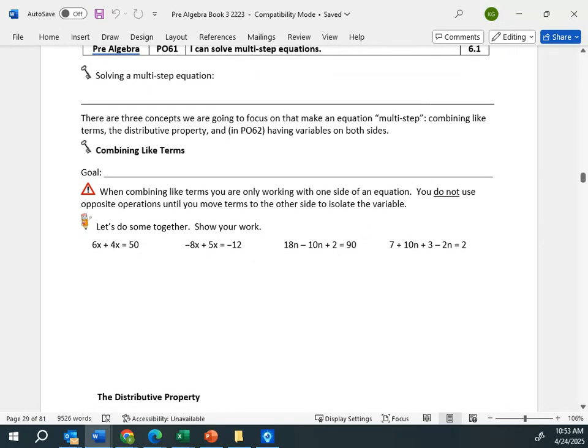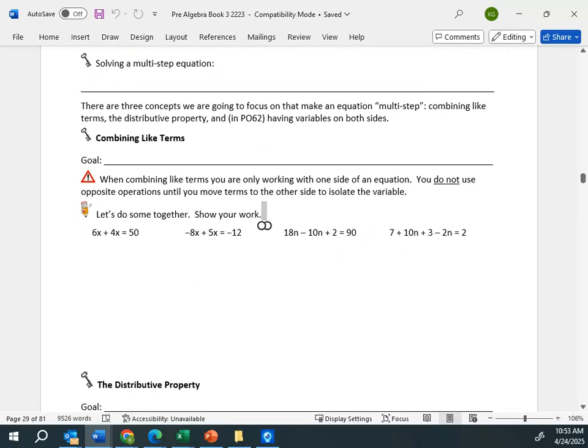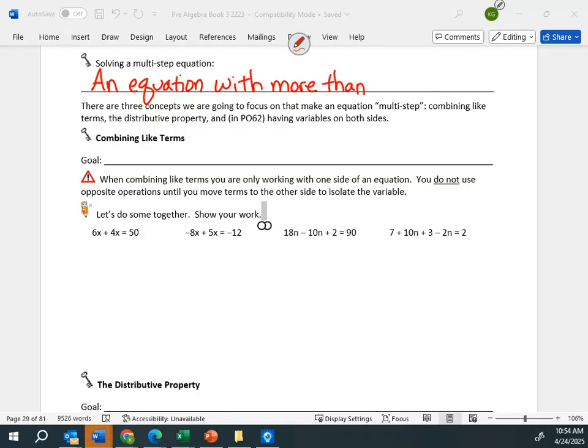So let's look at multi-step equations. Solving a multi-step equation means an equation with more than two steps. We have done two-step equations. Now we're going to have multiple steps that we have to do. We've done the opposite operations where you add and subtract and then you multiply or divide. We know how to do the two steps. Now we're doing multiple steps.